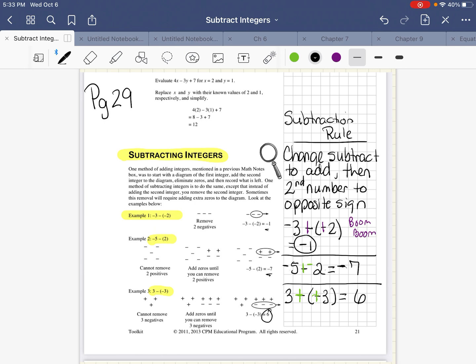They're showing you how that works with the tiles, but we use this kind of shortcut method when we're just solving without drawing the whole model. Change the subtract to add, then the second number to the opposite sign, and then you basically at that point use your addition rules. And you do that every time, you will get the right answer. Okay, make sure that you have all that written down, and that is it.